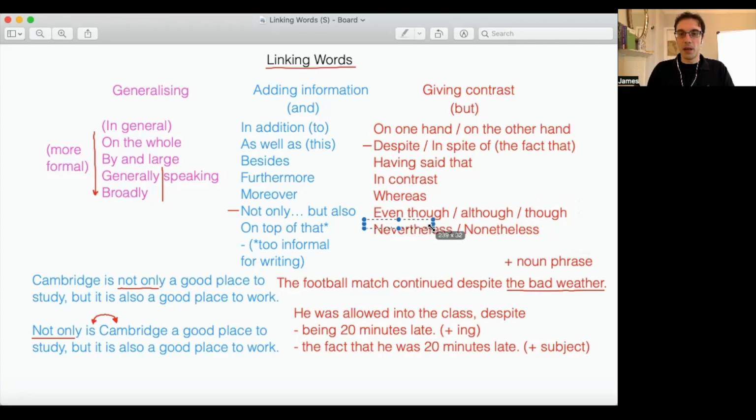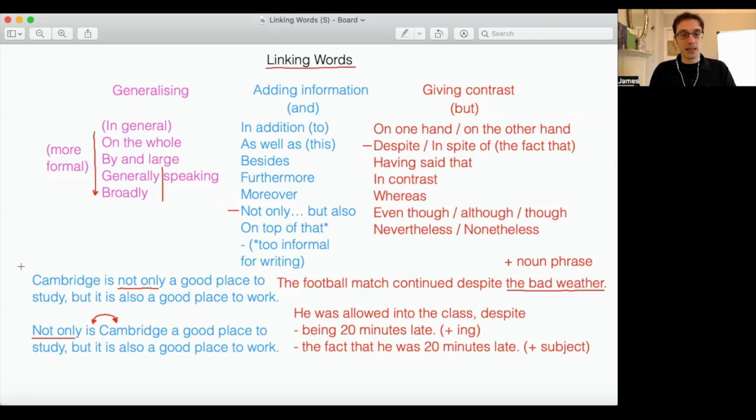And then another couple of adverbials, nevertheless or nonetheless, when you want to give a contrast perhaps to a point you've just made. Okay, before we move on, let's give you a couple of examples using some of these linking words that the grammar is a little bit different for. So let's start with not only.